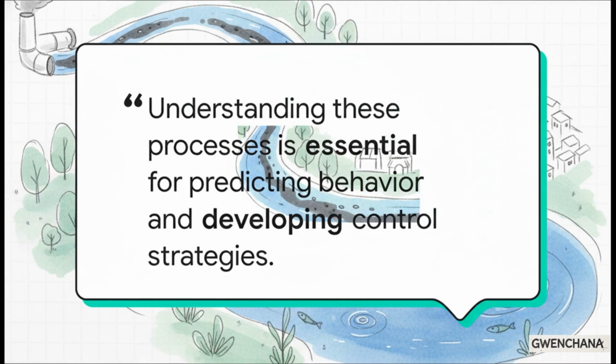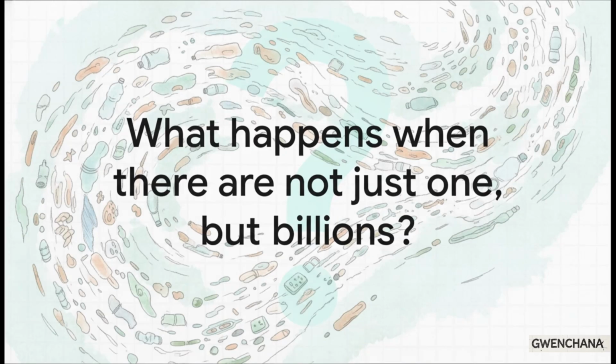So what's the big takeaway here? It's that understanding this journey is absolutely critical. It's the key, it's how we can predict a pollutant's behavior, and it's the only way we can come up with real strategies to control pollution and protect these ecosystems we all depend on. And that really brings us to the final thought. We've just spent this whole time tracing the journey of a single pollutant. So I'll leave you with this to chew on. What happens when it's not just one? What happens when there are billions of them, all taking the same journey all at the same time?